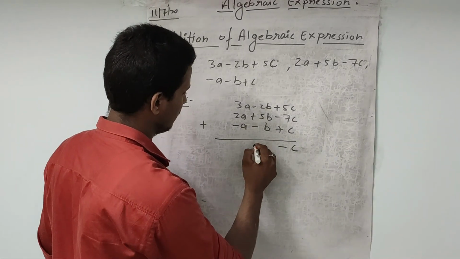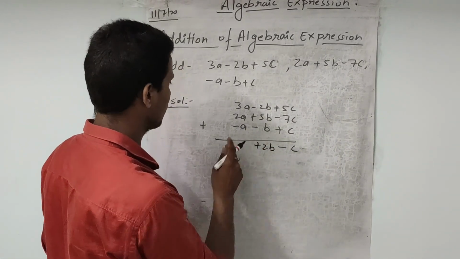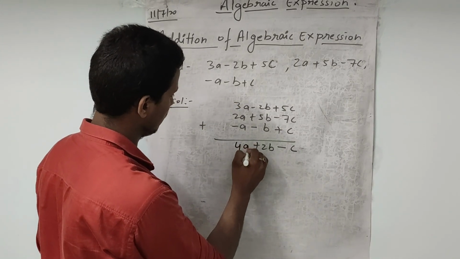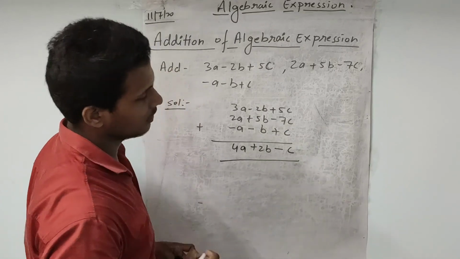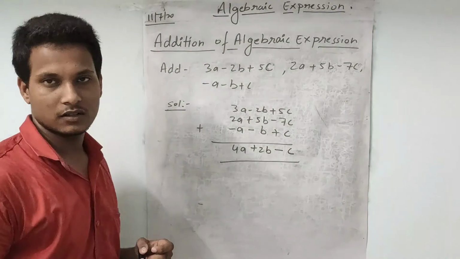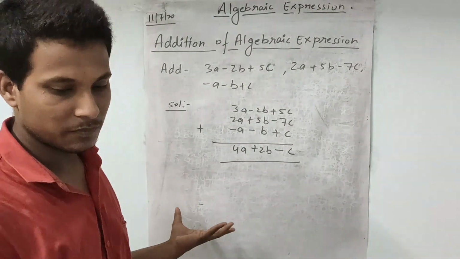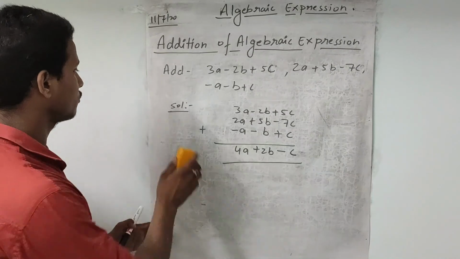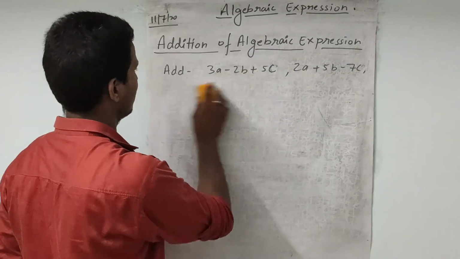Plus 3 minus 1, that is plus 2b. After that, 3 plus 2 is 5, minus 1, that is 4a. In this manner we are going to solve the addition of an algebraic expression. Let me take one more example so it will be clear how we rearrange the terms.